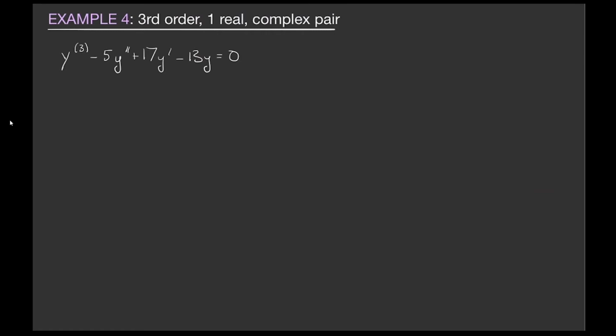Just kidding, it is linear. Of course it is. But it's not constant coefficient. Just kidding, it is constant coefficient. But it's not homogeneous. Just kidding, it is.